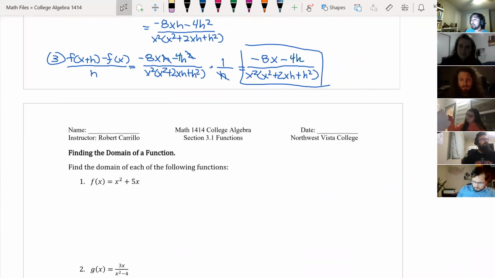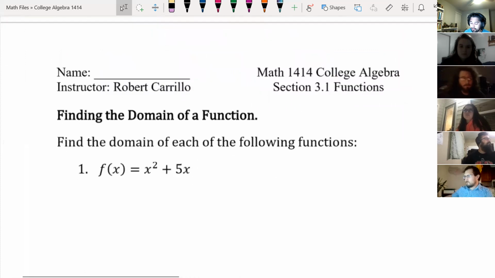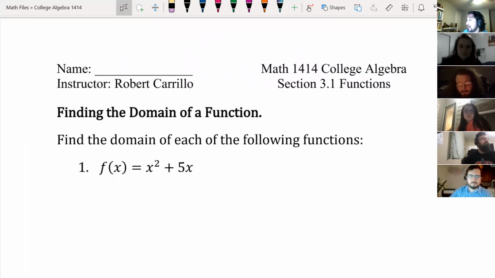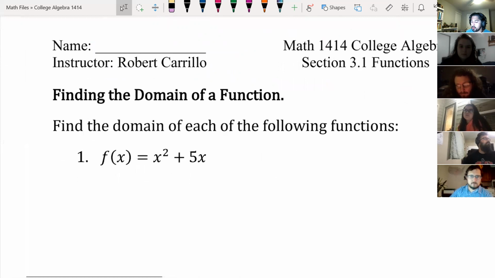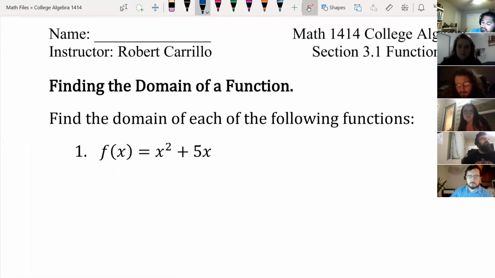Okay, cool. So let's get into the domain of functions. We're basically finding where a function exists, what intervals a function exists on. And in order to do that, it's important to know what type of function we are dealing with. So we'll start with number 1. f of x equals x squared plus 5x. Does anybody know what type of function this is? Other than a quadratic.